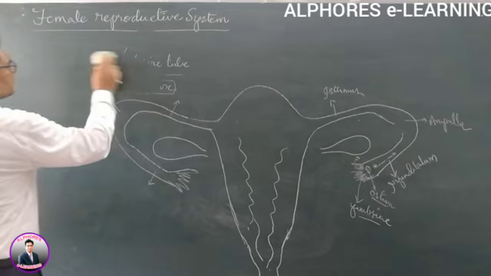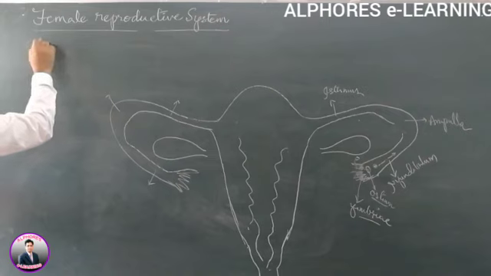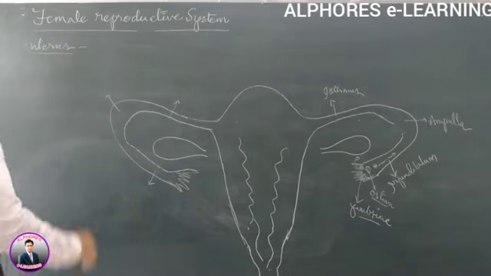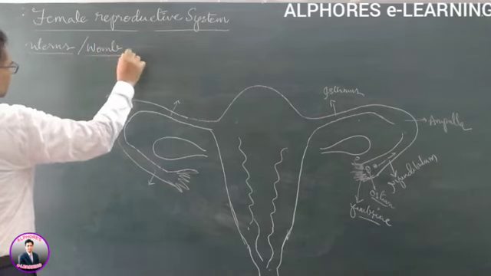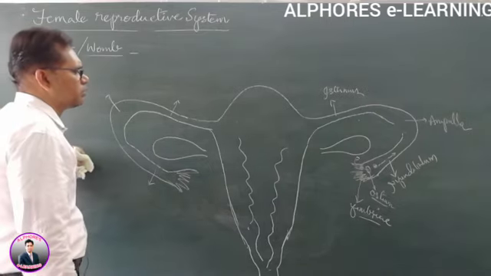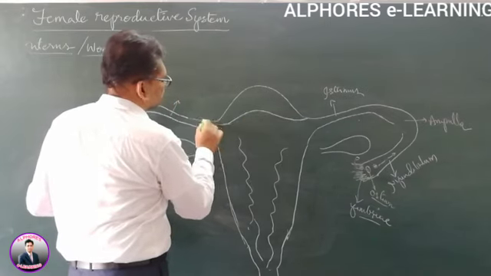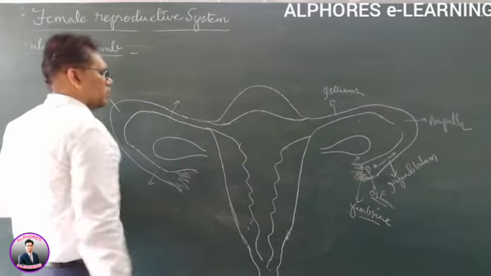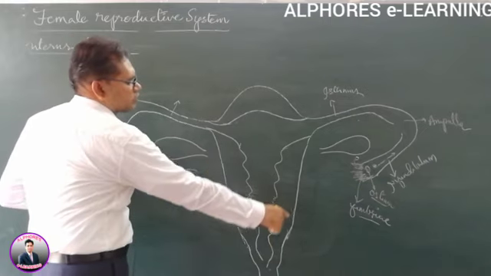Next, here is the uterus. Uterus is also called womb. Now, what is this uterus? What is the shape of the uterus? This entire structure is what we call the uterus.